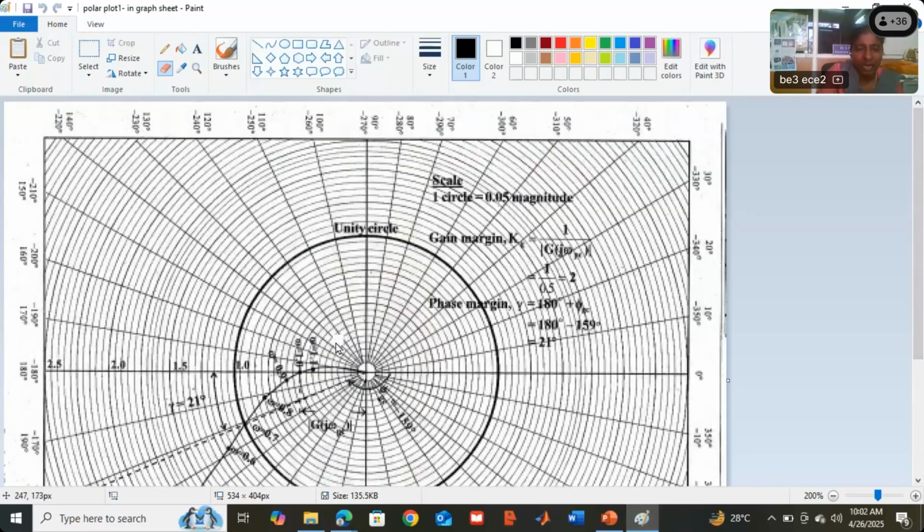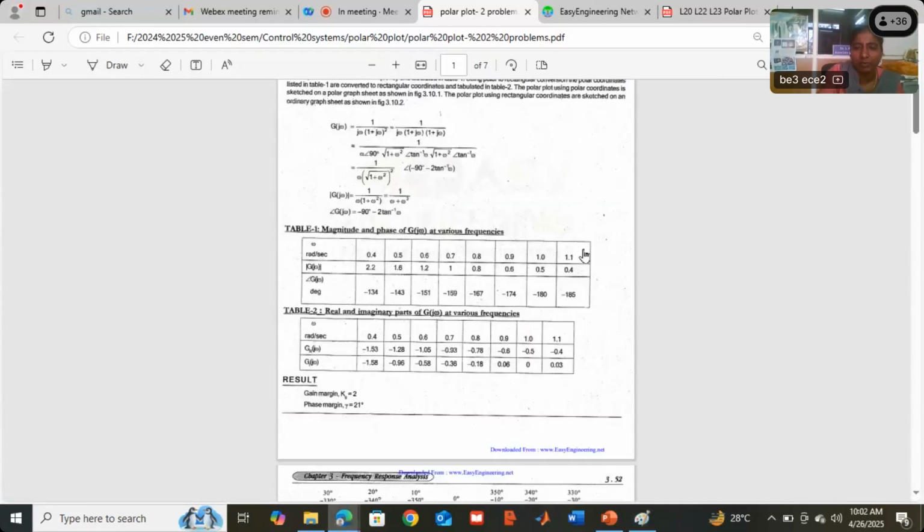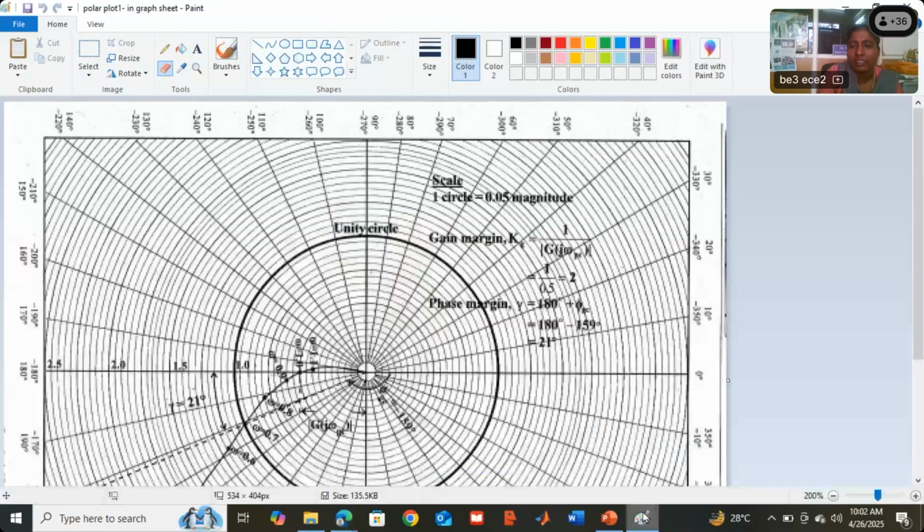You see here at omega value 1.0, the circle is 0.5. The circle is 0.5 magnitude. Okay, because this is the 1.0 circle, and if you see at 1.0 in the tabular column calculation also, at omega value 1.0, the magnitude we got is 0.5. So in the graph sheet 0.5 is used because omega pc is 1.0. At omega pc the magnitude calculation is 0.5.